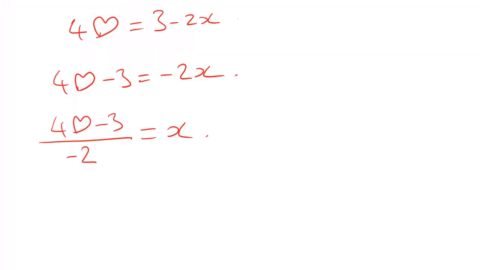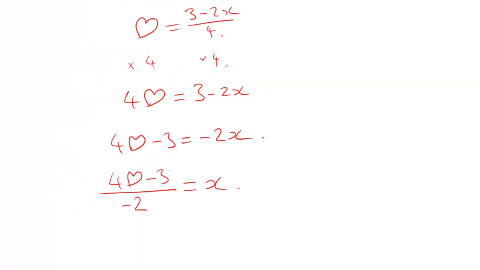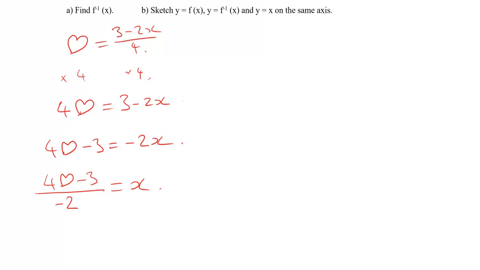Now, perhaps it would be better for me to multiply top and bottom there by minus 1. I'm not going to do that because I want to keep the scope of this video all about the inverse function, so I'm going to leave it where it is. Final thing to do is just to make sure we write it with x as the variable we're acting on. So final answer for part A, f minus 1 of x is 4x minus 3 over minus 2.